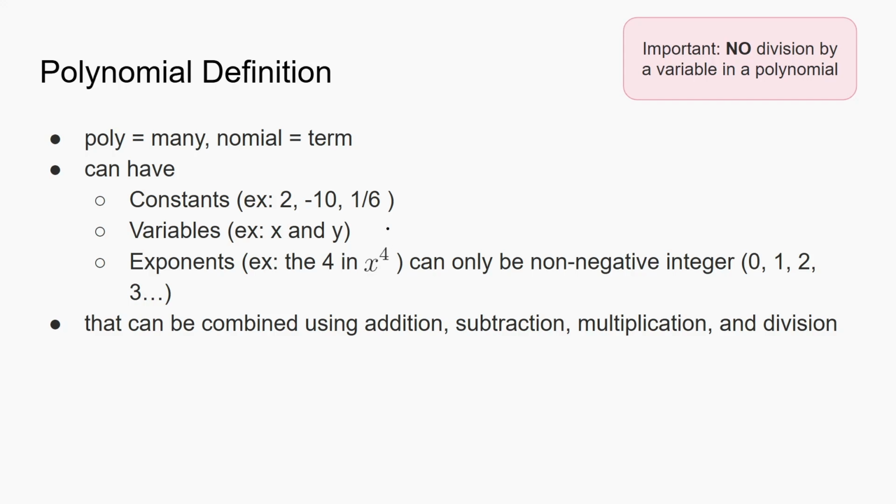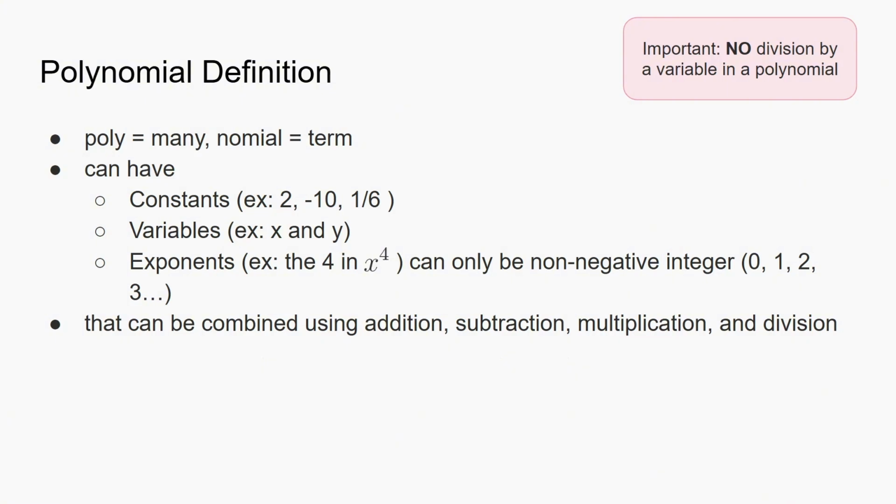For a polynomial, this exponent can only be a non-negative integer, the numbers like 0, 1, 2, 3, 4, and so on. It can't be something like 1/2, right? And it also can't be something like -3. So it needs to be a non-negative integer. And these terms can be combined together using addition, subtraction, multiplication, and division to create a polynomial.